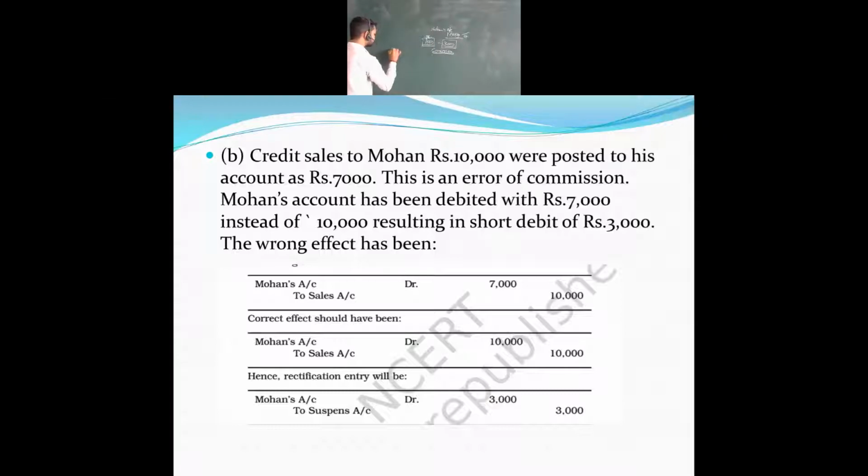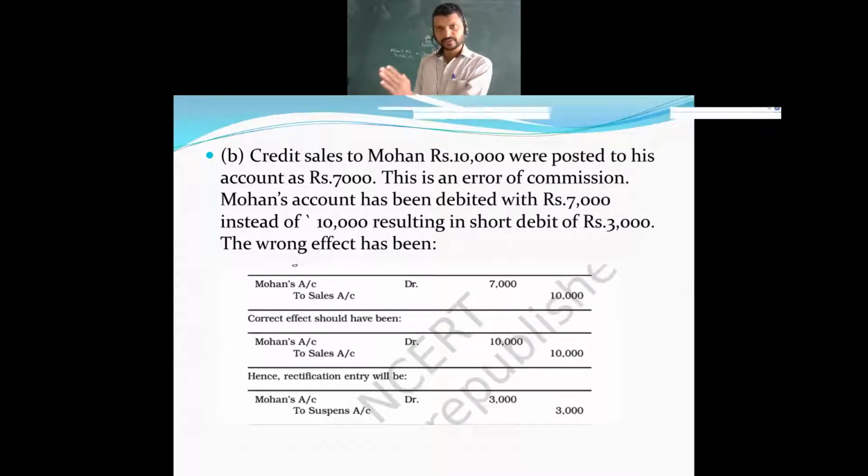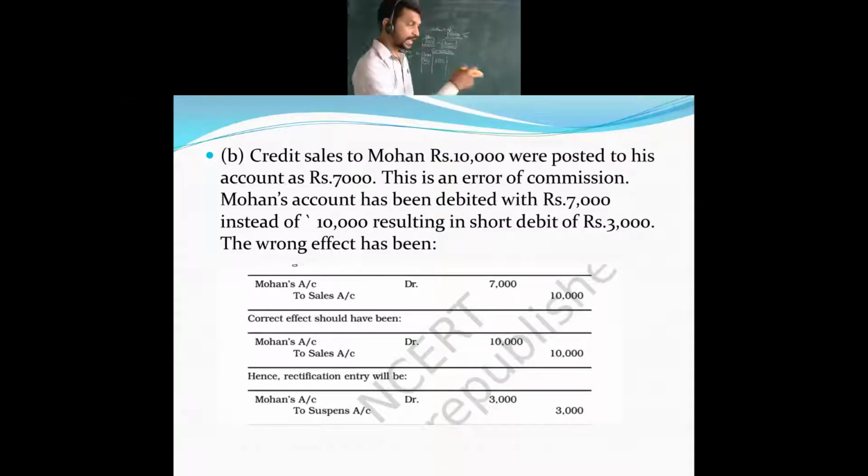The wrong entry was like this: Mohan's account debit 7,000 and to sales account 10,000. So there is a shortage of amount of rupees 3,000. How are you going to correct it? What will be the correct entry for this? Mohan's account debit 10,000 to sales account credit 10,000. That would be the correct entry. As you can see in the slide, the correct entry would be for 10,000.